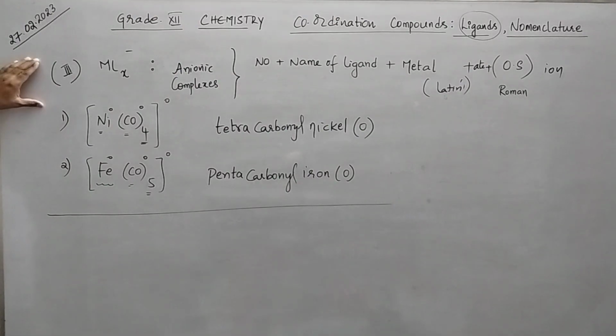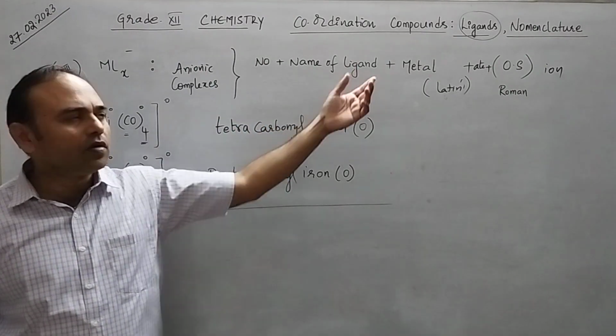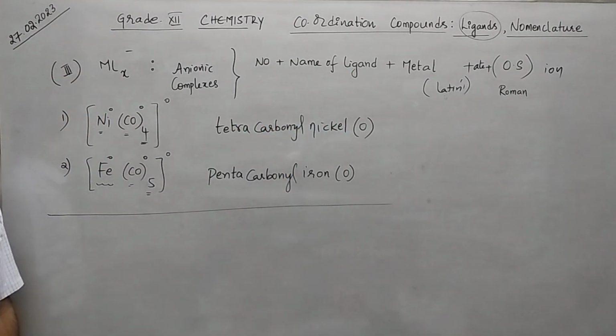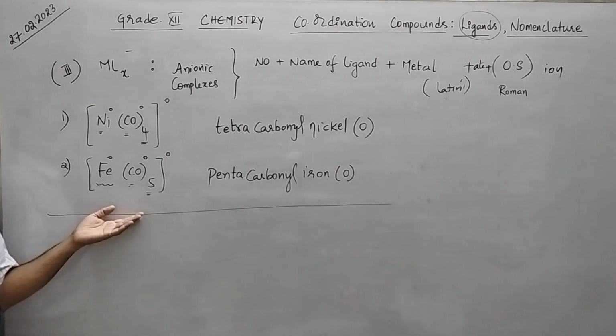Hope you have understood this. Now in this lecture we have completed the types of ligands as well as how to write the names for the complexes. Hope you have understood this. Make a note of this. The next lecture will move with the isomerism.